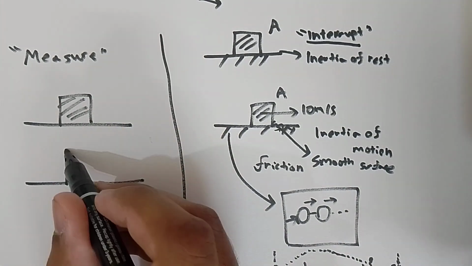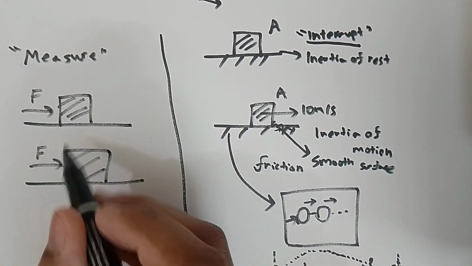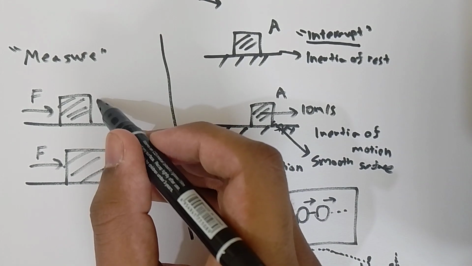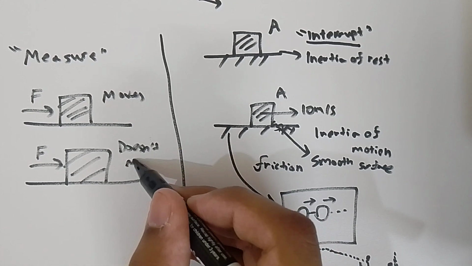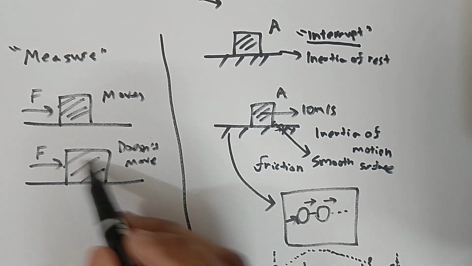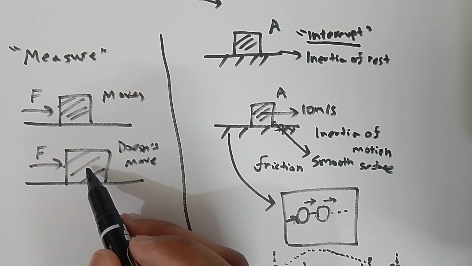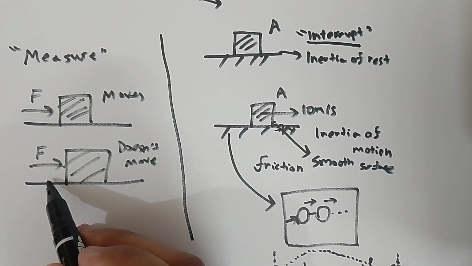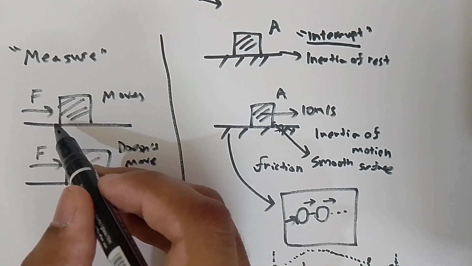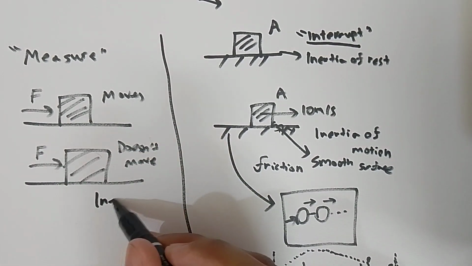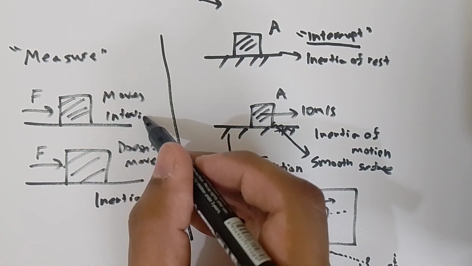So let's say we have two objects here. If we push these with the same amount of force, let's say this one moves and this one doesn't move. We could say that this one has more of a tendency to not move, to keep its initial state of motion, right? Because it was at rest, and even though you pushed it, it kept on staying at rest. Whereas this one couldn't stay at rest because you pushed it. So we could say that this one has more inertia and this one has less inertia.